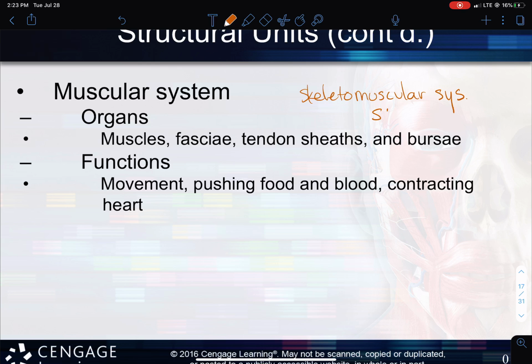And you might see this abbreviated as the skeletal... Oh, no, I'm forgetting it. So just ignore that. It's fine.